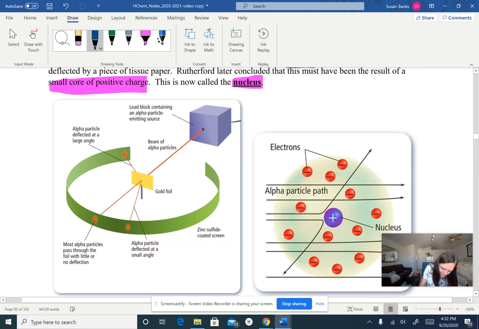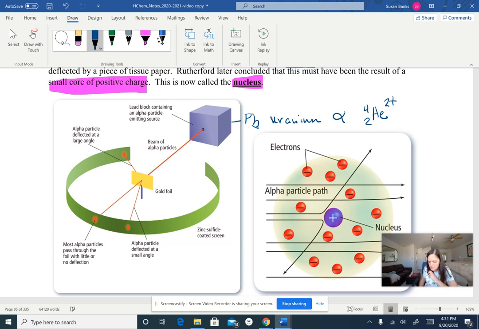He had a lead block, and it was full of uranium. So in that lead block, he filled it with uranium. And he knew that the uranium gave off alpha particles. And by the way, an alpha particle is essentially a helium nucleus. It doesn't have any electrons, but it has a mass of 4. This is the mass on top, and it has 2 protons in it.